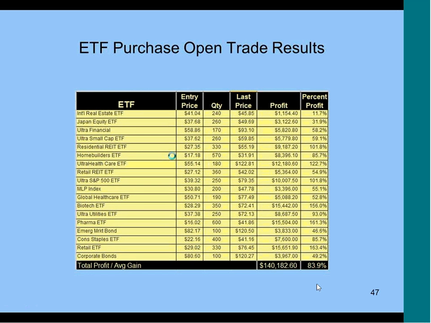Now, in one of my advisory services, we do have an ETF portfolio, and I took a snapshot of the current profit results, and I used the major trend system to identify buy and sell signals in this portfolio. And we currently have an open trade profit of $140,000, average return of 83%. And this is a broadly diversified portfolio with many different markets, world markets.